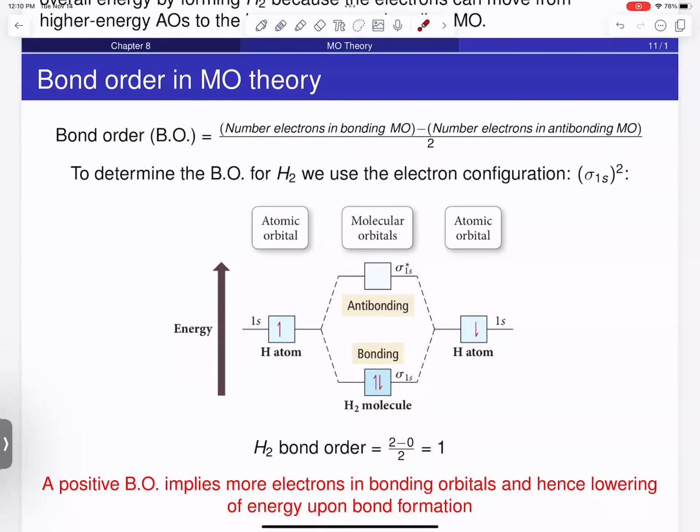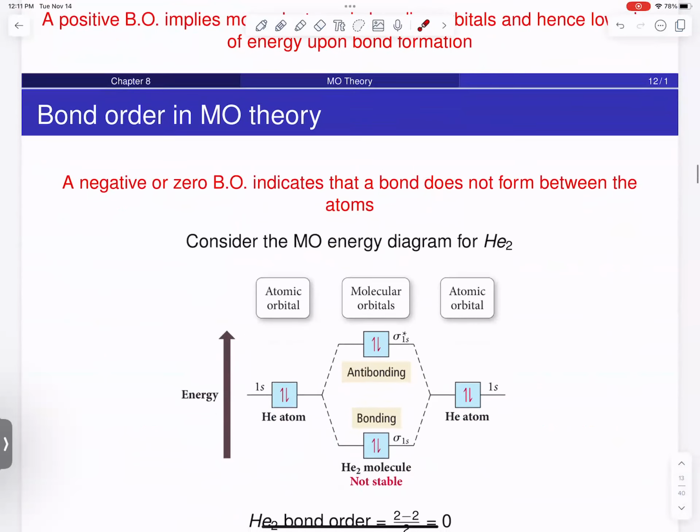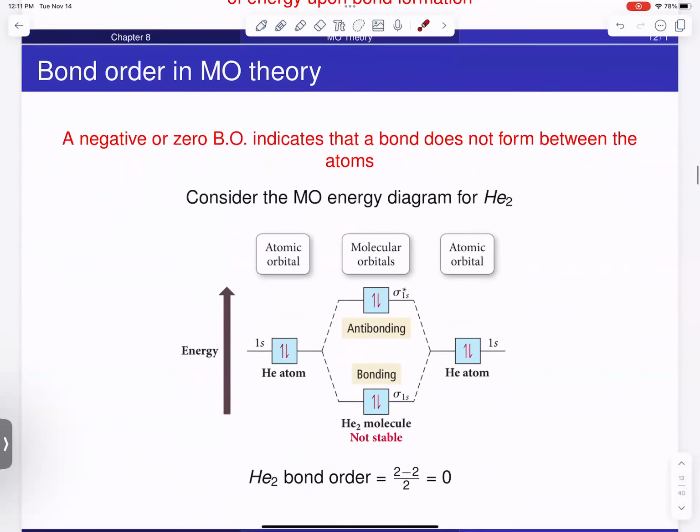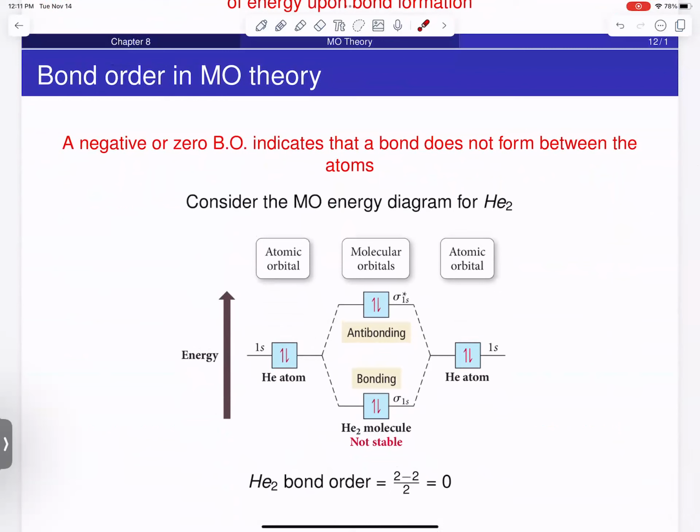molecule. So a positive bond order implies that more electrons are in bonding orbitals, and hence a net lowering of the energy upon bond formation, and thus we would predict that this molecule would in fact form, which is no surprise. We already know that H2 is a very common molecule. And so this is the cool part here now, is we now have some machinery that can describe for us in a much more rigorous way why we don't see certain molecules forming.